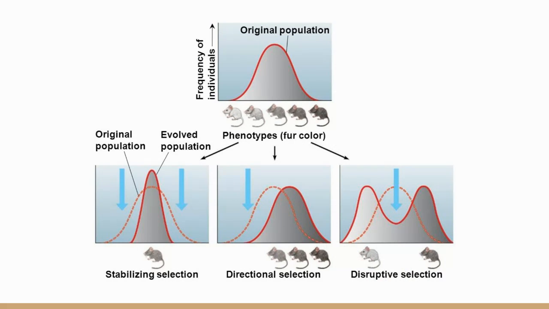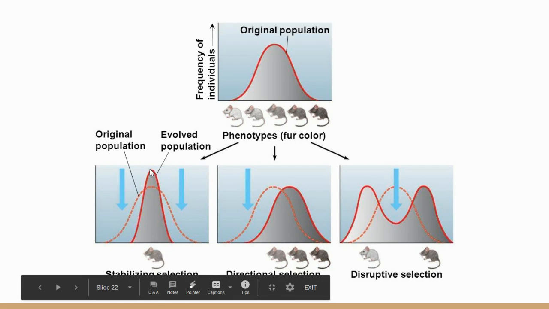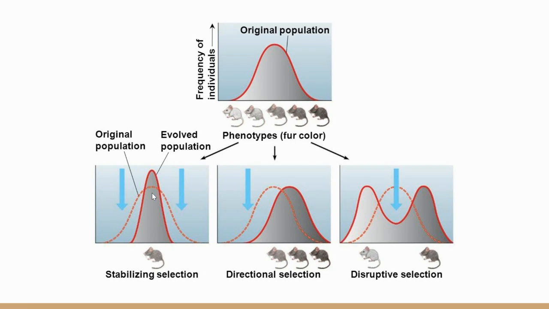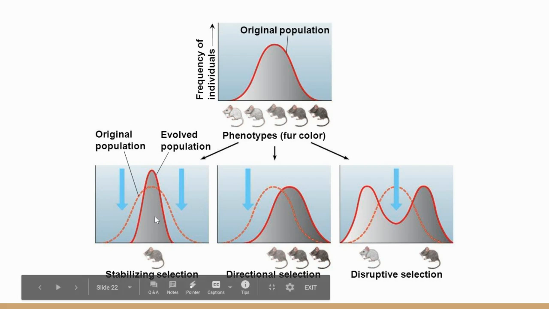The summary is here, and you can kind of put it together. So in this original population, there are mice of all different colors, and due to different pressures, they might have changed one way or another. If it was stabilizing selection, that means that the middle shade of gray mouse was best adapted to survive, and so therefore there would be less white mice and less black mice, and that would be stabilizing selection.